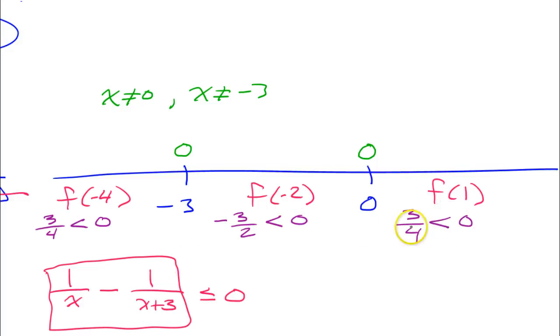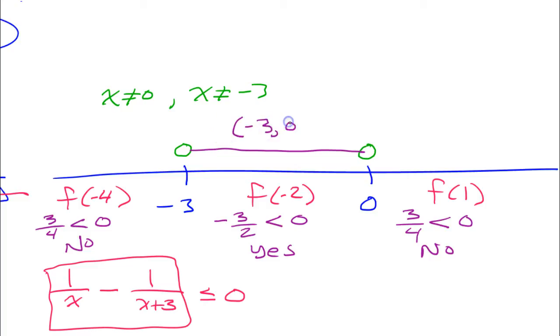0 is easy because we only need to worry about whether or not it is positive. So is 3/4 less than 0? No, that's a positive number. Positive numbers are always greater than 0. This is negative, so yes, it is less than 0. This is positive, so no. This yes indicates that I have solutions in this interval. And in interval notation, this would be from -3 to 0.